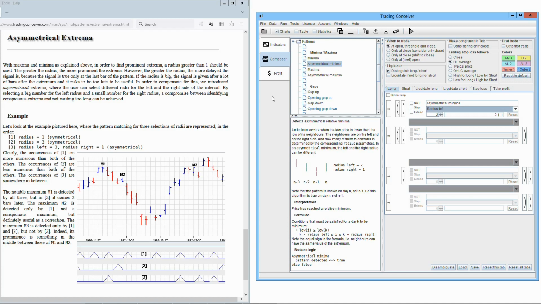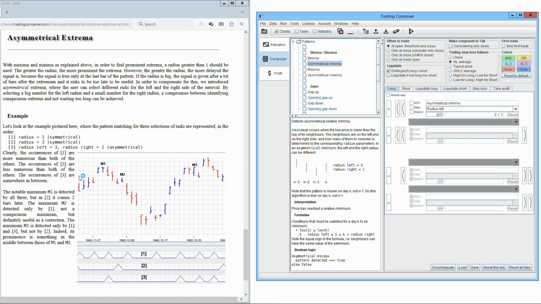In order to compensate for this, we introduce asymmetrical extrema, where the user can select different radii for the left and the right side of the interval. By selecting a big number for the left radius and a small number for the right radius, a compromise between identifying conspicuous extrema and not waiting too long can be achieved.